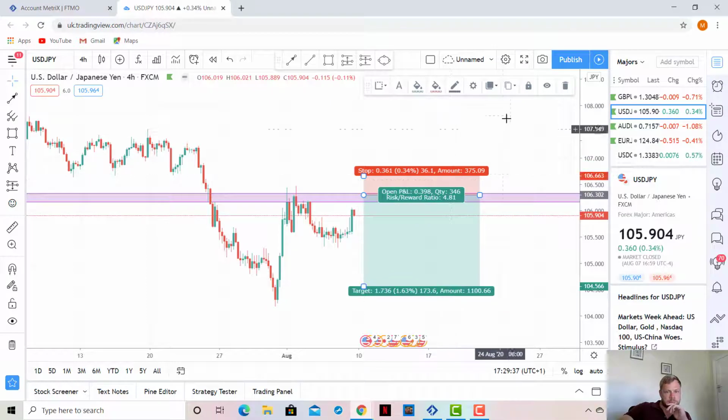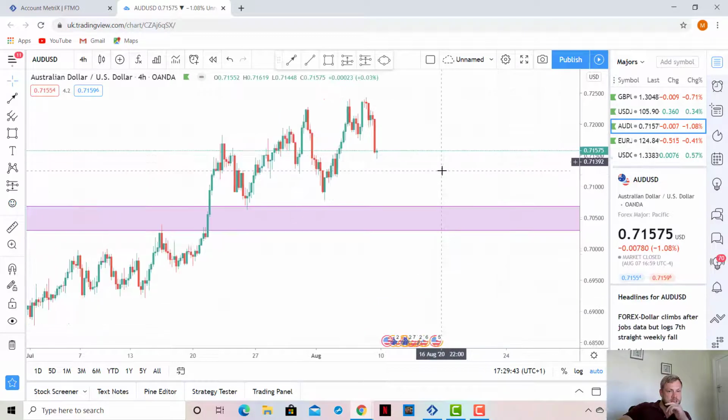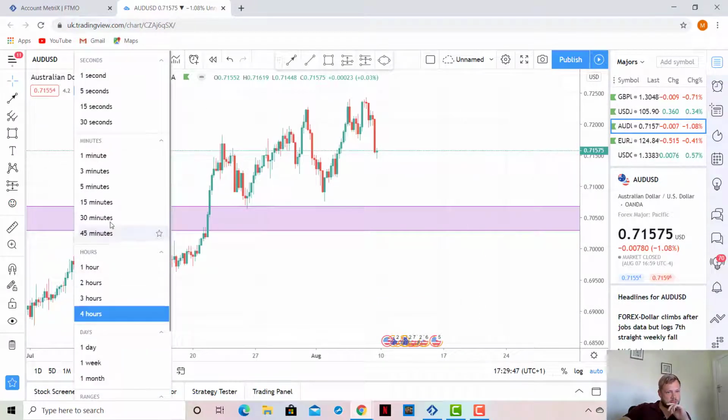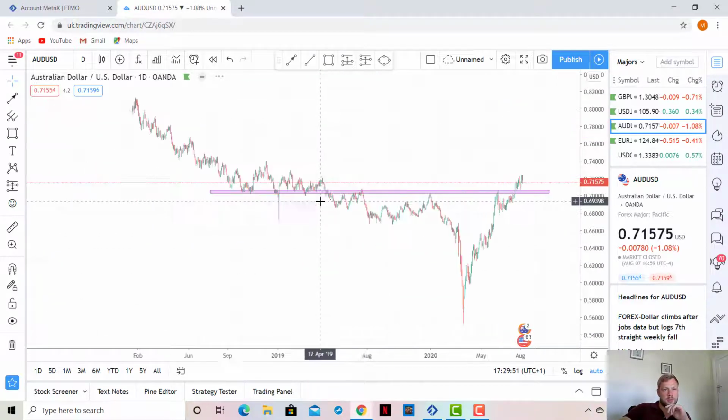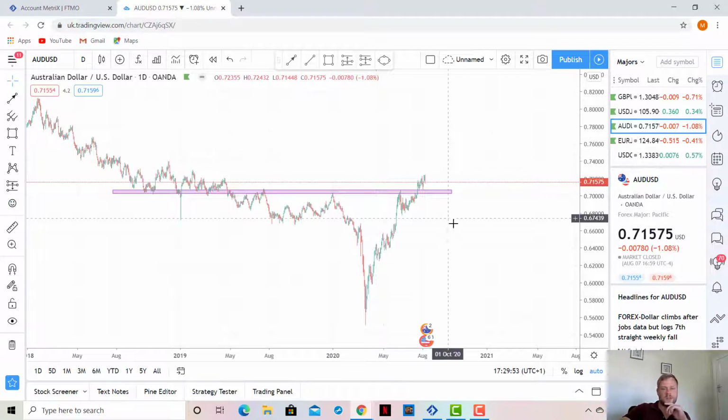So yeah, that is the USD yen. Let's look at the Aussie versus the USD. Right, so let's get down to the daily. Ooh, I haven't taken out one of my purple rectangles here, but never mind, it's just saved me a job.